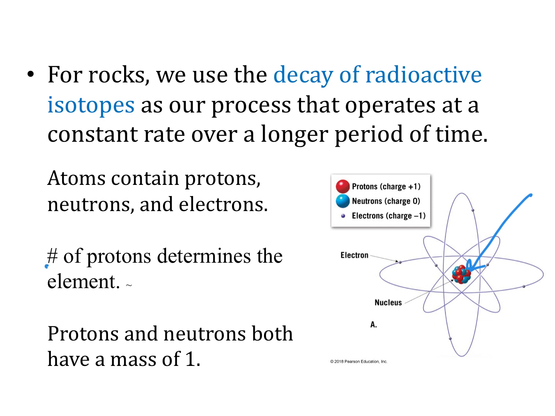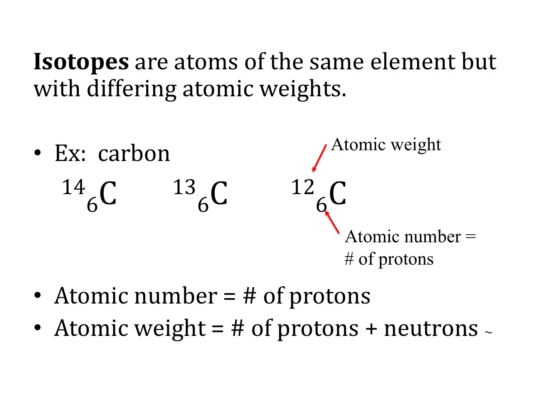It turns out that the number of protons in a nucleus determines the type of element. So a specific element has a set number of protons in the nucleus. However, the number of neutrons is not always the same. Protons and neutrons both have a mass of 1 atomic mass unit, so we use that to add up the weight of an atom. So isotopes are atoms of the same element, but with different atomic weights.